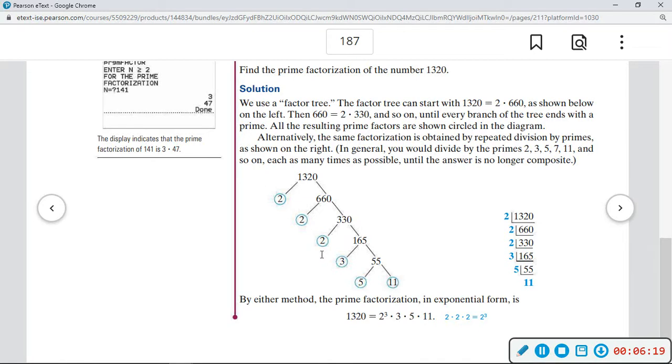So the prime factorization of this number would be 2, 2, 2. So 2 times 2 times 2 times 3 times 5 times 11. So they show you that they wrote those 3 2's in exponential form. Instead of writing 2 out 3 times, they just write 2 to the 3rd power, 3, 5, and 11.